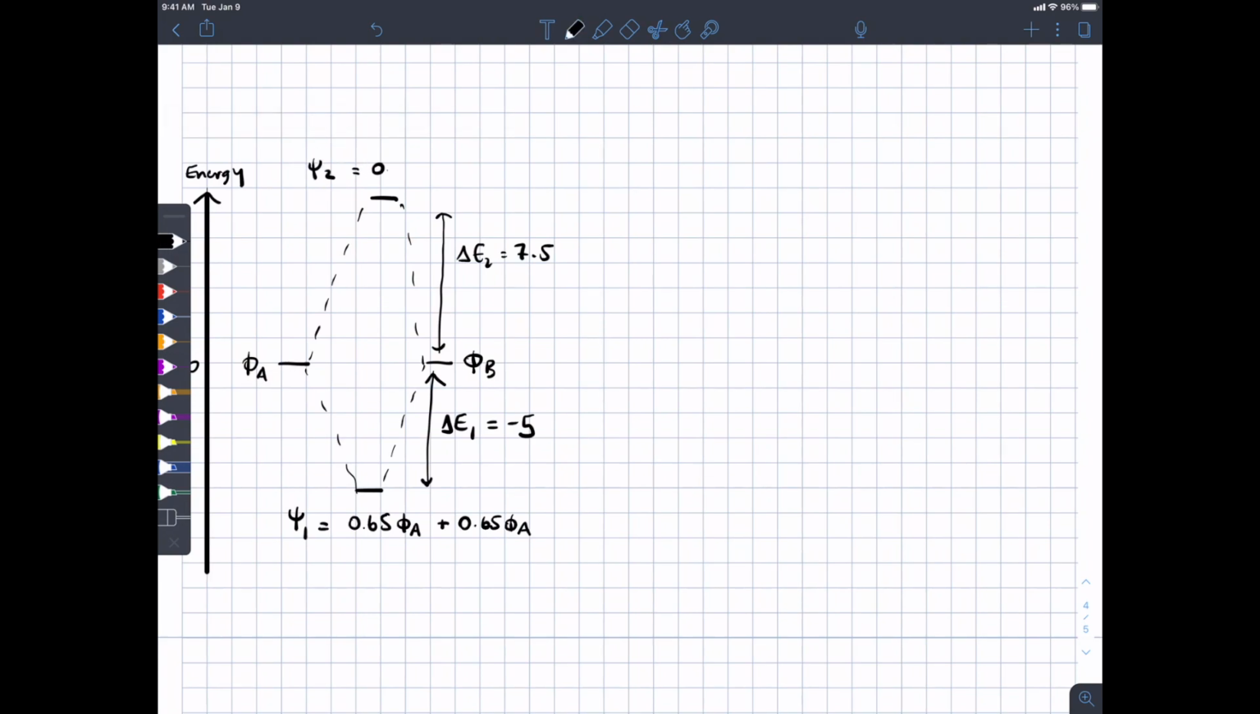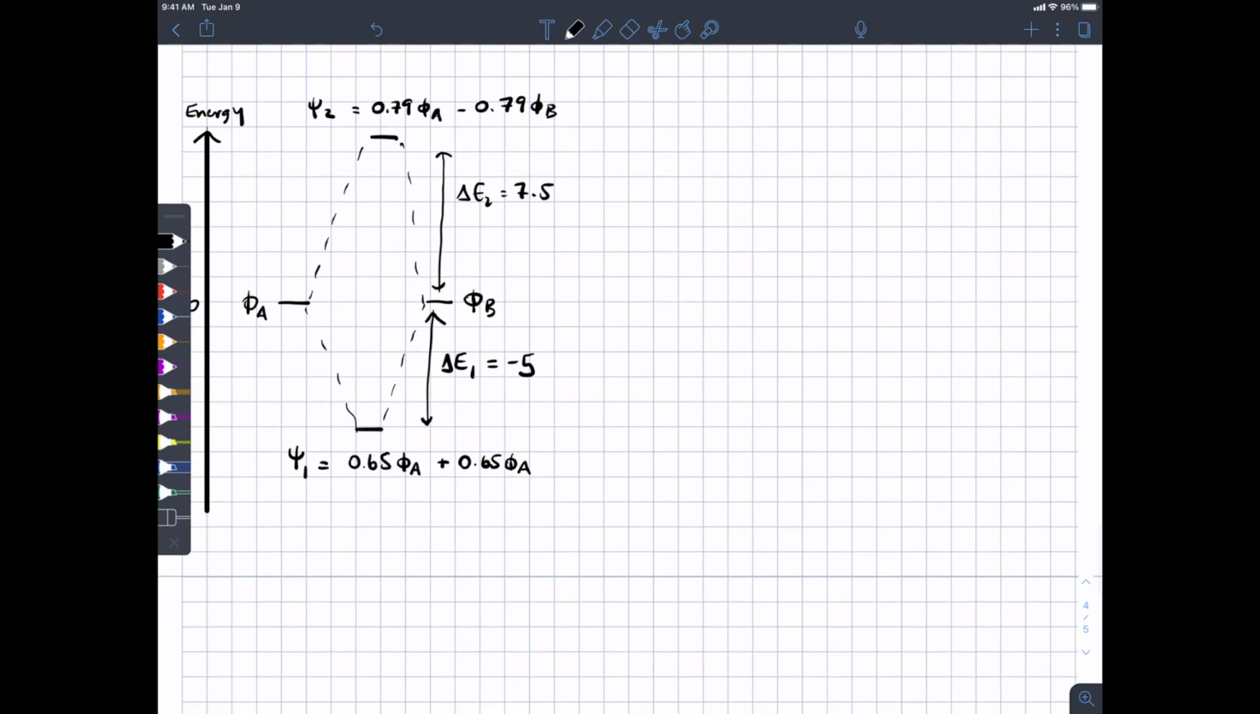So 0.79 phi A minus 0.79 phi B. And in both of these cases, if you square both of those wave functions, the answer comes out to be 1. Okay.